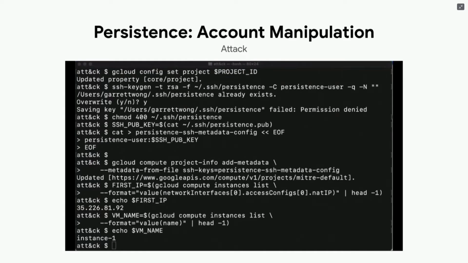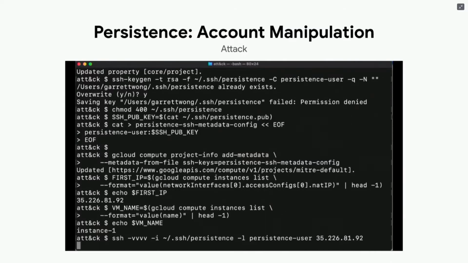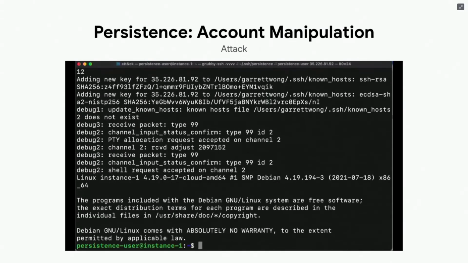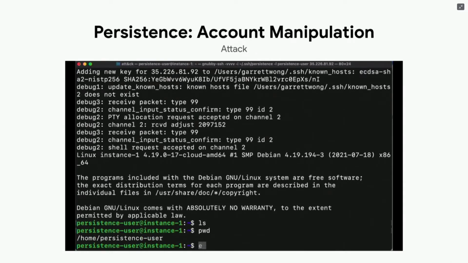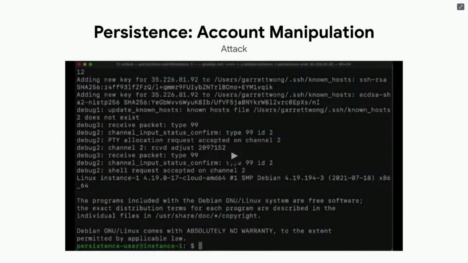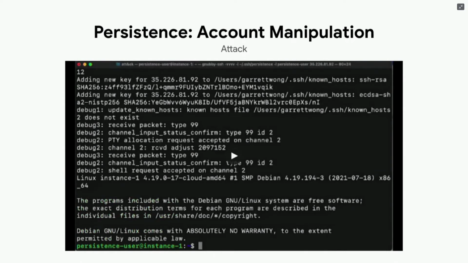Next, the attacker is then successfully able to use the SSH command using a SSH private key with no usage of GCP credentials to access the system. The attacker has now added additional credentials and now has persisted access and can authenticate to this VM.